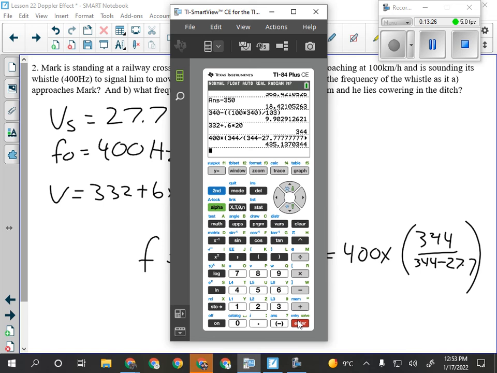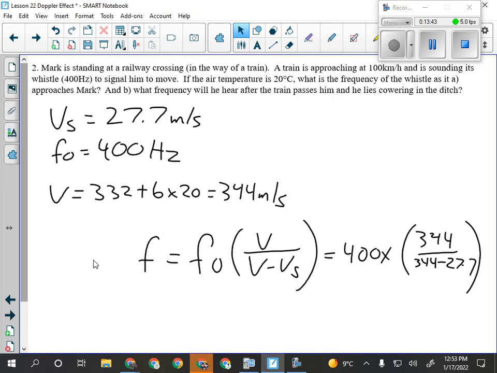Okay, so the actual frequency of the horn there is 430, or sorry, the perceived frequency is 435 hertz, okay? Which makes sense, it should be higher than it's actually being produced at for that. Okay. All right.